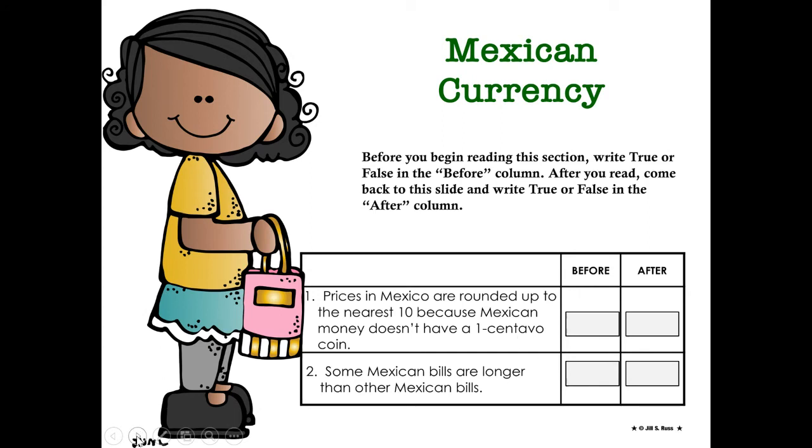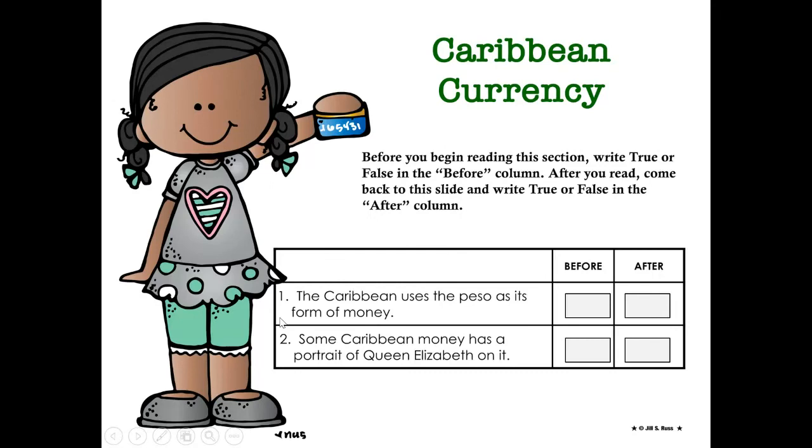All right, you should have answered your two questions for Mexican currency, and now let's answer the two from the Caribbean currency section. So statement 1 says, the Caribbean uses the peso as its form of money. If you think that's true, write true. If not, write false.